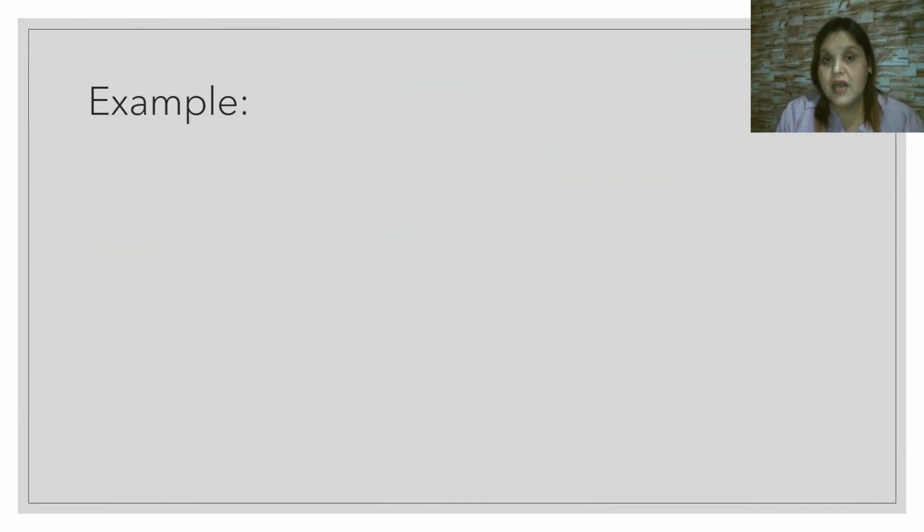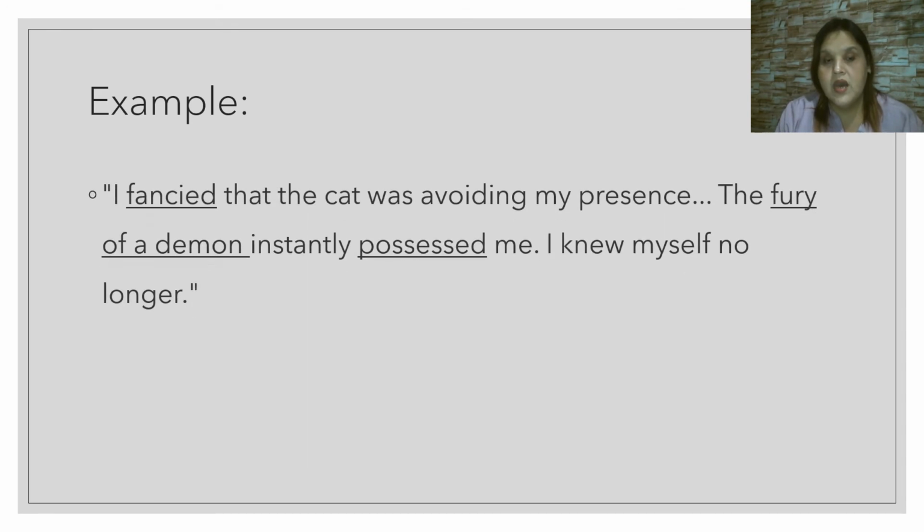Let's have another example. "I fancied that the cat was avoiding my presence. The fury of a demon instantly possessed me. I knew myself no longer." So can you tell me what is the mood of the given statement? Please take note that fancied means imagine or feels like. Fury means a violent anger. And possessed means you are being controlled by an evil spirit.